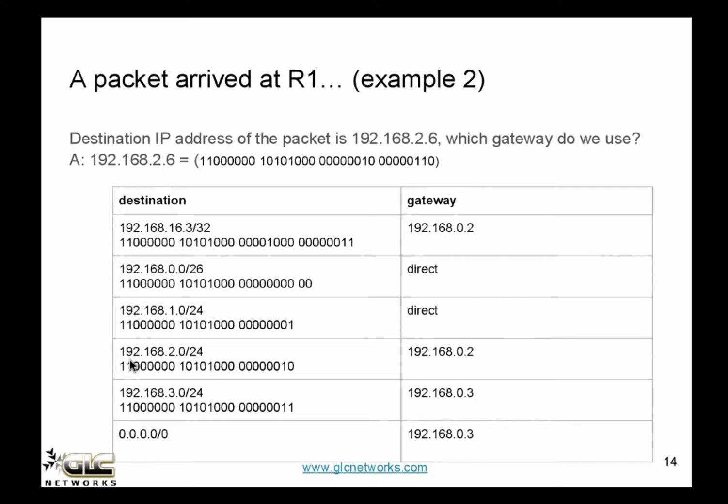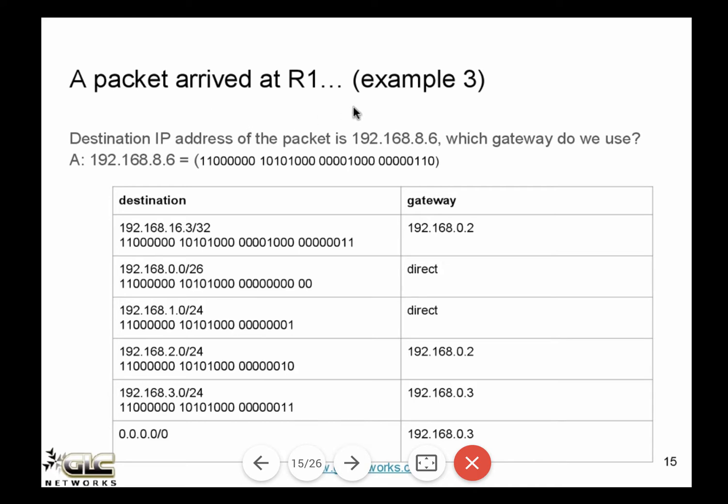Let's try the fourth one here, entry number 4, 192.168.2.0. Oh yeah, this one matches. So for this packet, we will forward to gateway 192.168.0.2. Thank you very much, Muhammad Reza. Your answer is correct.